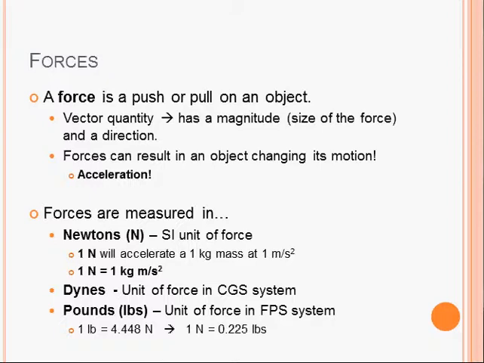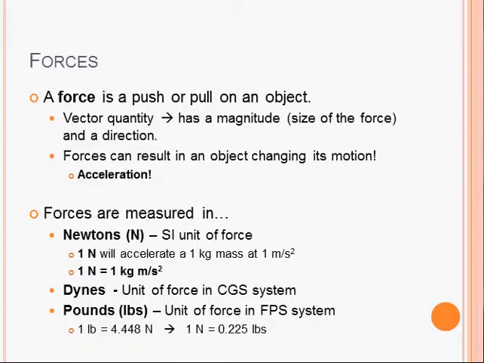Now, there are, of course, other units we can use. In the CGS system, centimeter gram second, they use what's called a dyne. And the one we use here in the United States is pounds. Pounds is a unit of force. Whenever we exert a force on something, we'll say, oh, there's 10 pounds of force on that. Well, we can identify the relationship between pounds and newtons: 1 pound is actually 4.448 newtons. Or if you flip it around, 1 newton is 0.225 pounds.